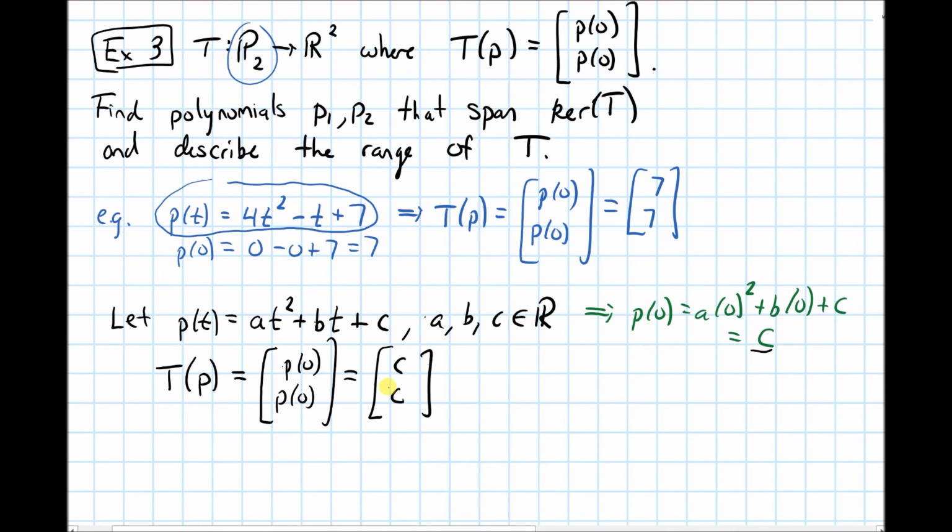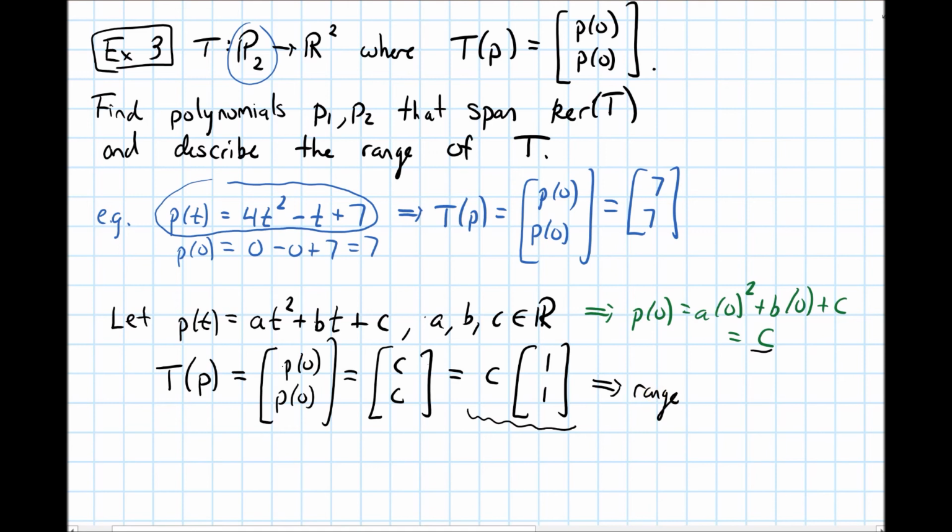So all of the outputs that we get when I plug a polynomial into T look like this. They're all vectors where the first two entries are the same. In fact, I could factor out the c and get c times (1, 1). So these are all of my outputs. That means the range looks like this, because the range is all the outputs we actually get.